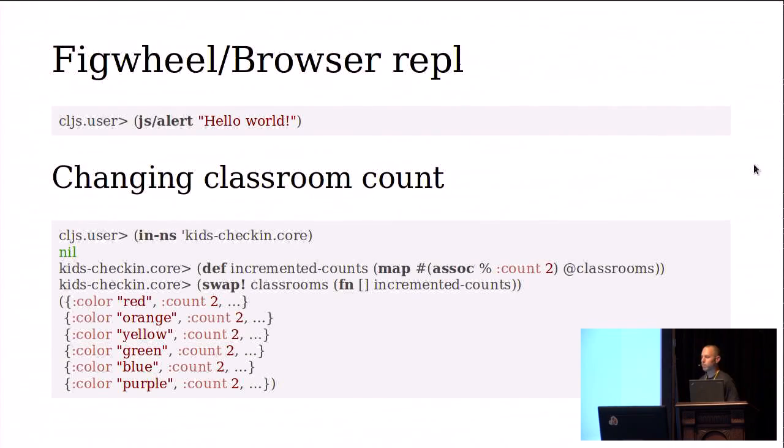In our second example, we are changing into the namespace of our ClojureScript code. Then we have our classrooms list, and we will map over it, changing the count of the classrooms to 2 for all classrooms and store that in a variable. Then we'll swap in those new values into the list that the ClojureScript is using. And so when that new classroom value is swapped in, all affected components will update with a classroom count of 2.